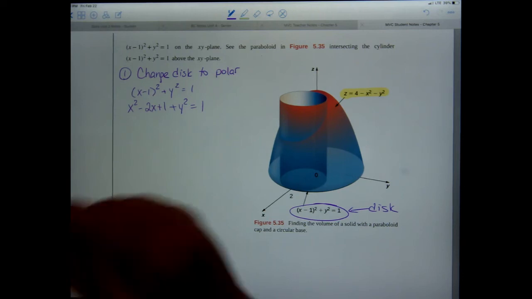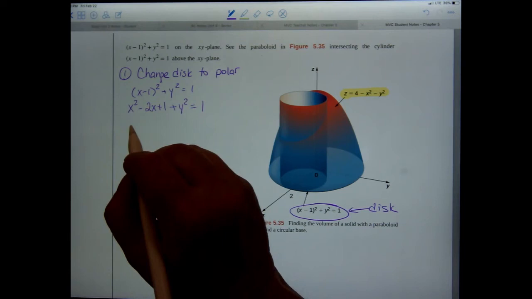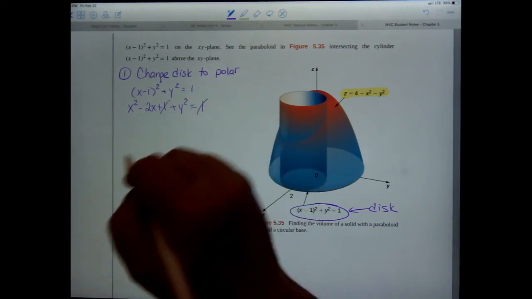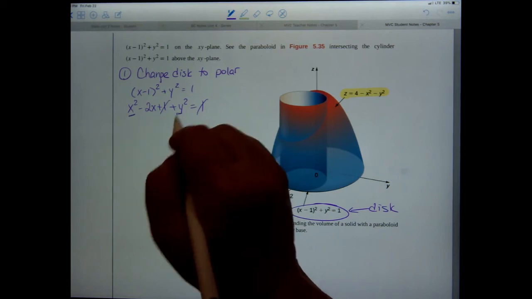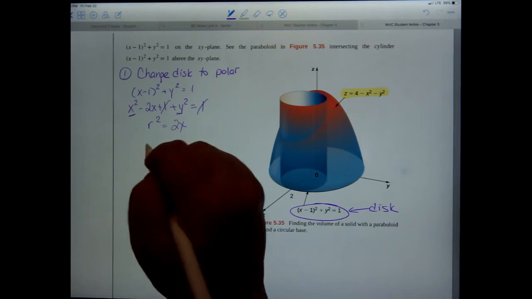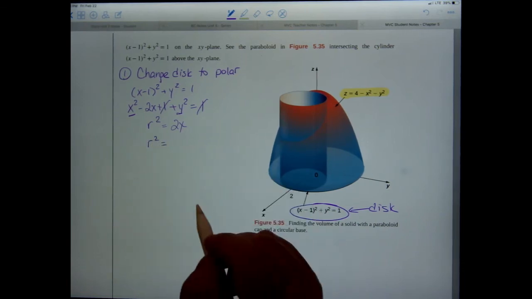So what happens to the ones? They cancel out. So the x squared plus the y squared is r squared. Move the 2x over. Because remember, polar equations are r equals something, or r squared equals something. So what does r squared equal? 2r cosine theta, right?